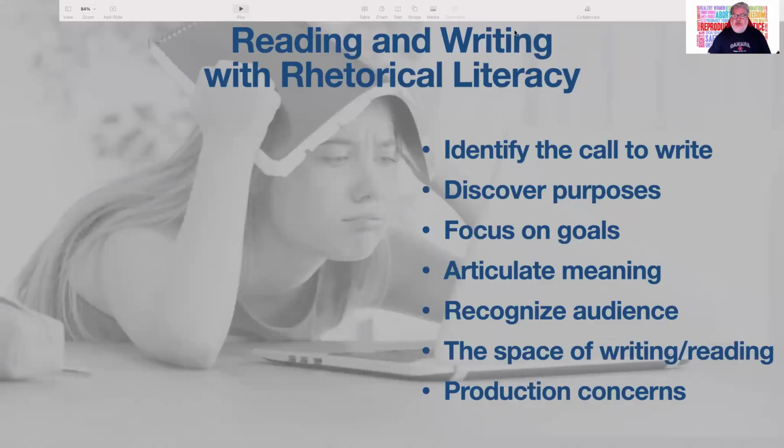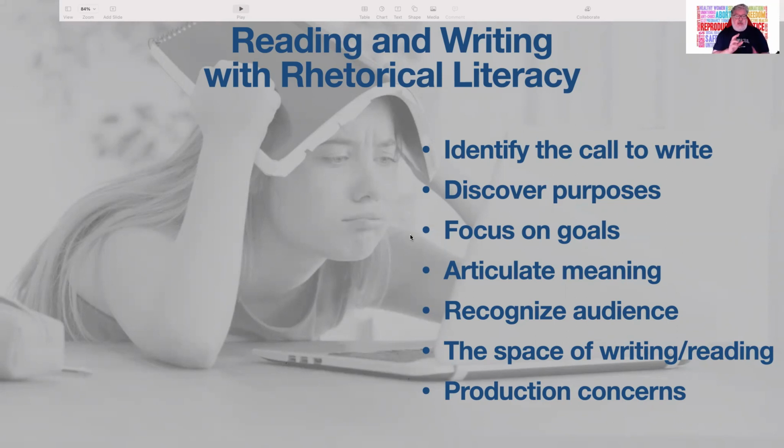There, I moved my picture again. So, reading and writing with rhetorical literacy, which in this case also means with academic literacy. What do you need to think about? What do you need to do in order to read and write with rhetorical literacy, particularly on, say, discussion boards? Well, the first thing you have to do is identify the call to write. What is it that's calling you to write in this specific moment? The second thing you have to do is discover your purposes. What are the purposes for writing?